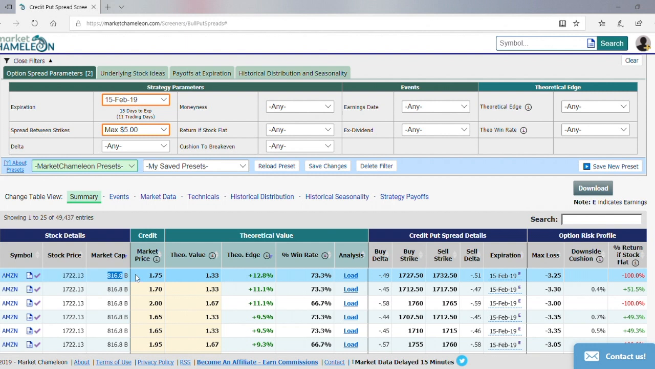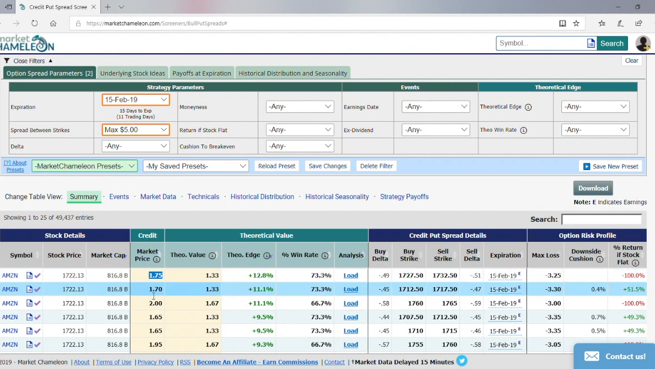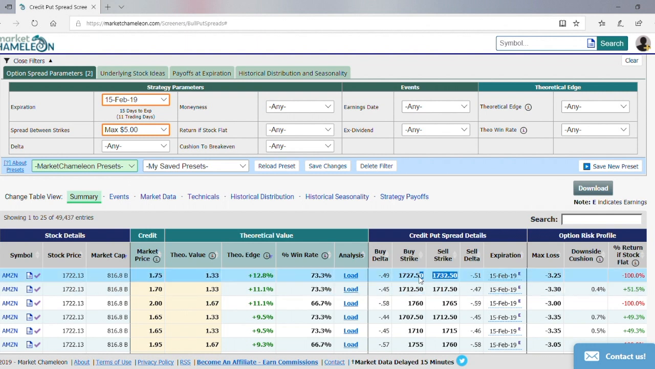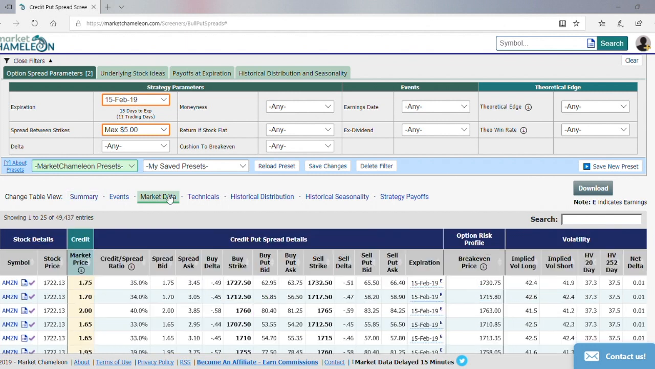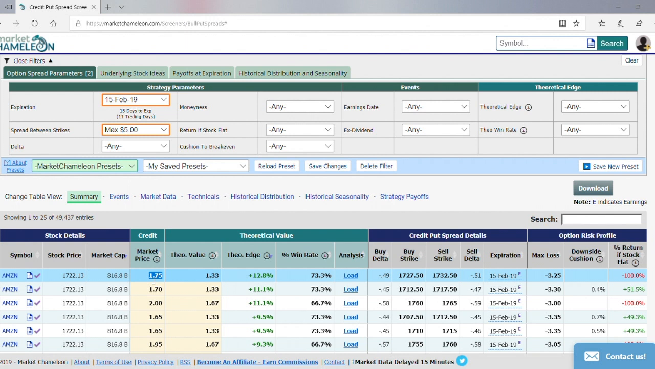Over here, market value. This is the market value of this credit put spread. So if we sold this strike in Amazon in this expiration and bought this strike, this is the market value of $1.75. And if you just wanted to see the market data, you could switch over here. Here's if you sold this put and bought this put, this is the market, and this is the bid. So that's how this market value is generated.